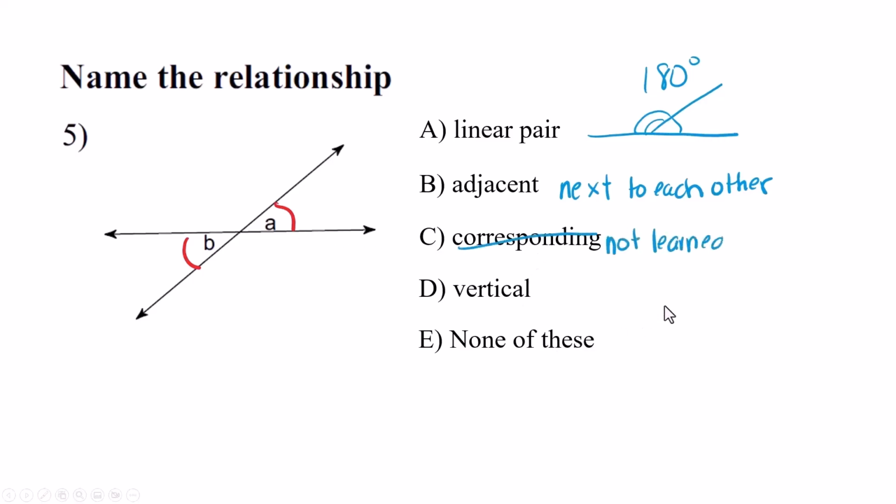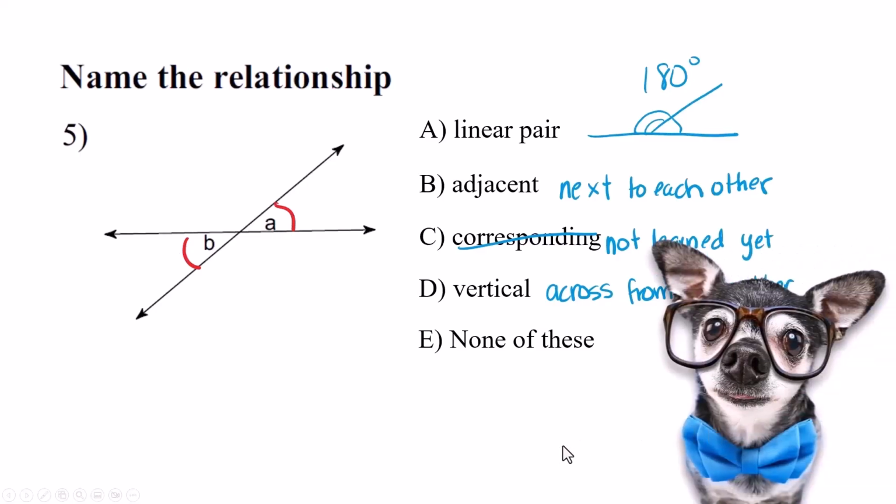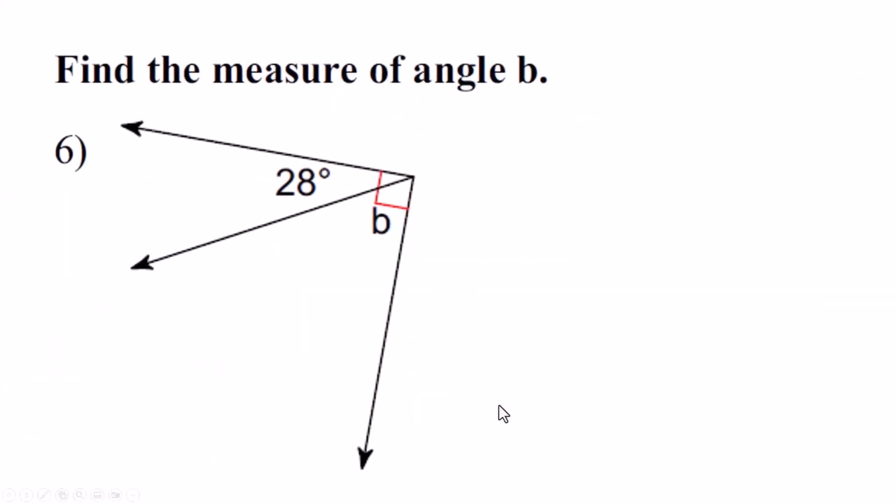Corresponding, you haven't learned that yet. You're going to learn that in the next unit. Vertical, across from each other. Well, that's these two. And if you remember the lesson that I did, I talked about a bow tie. If you see a bow tie, that's vertical angles. They are across from each other. And then obviously none of the others is the case, because the correct answer is D, vertical. Try this one.